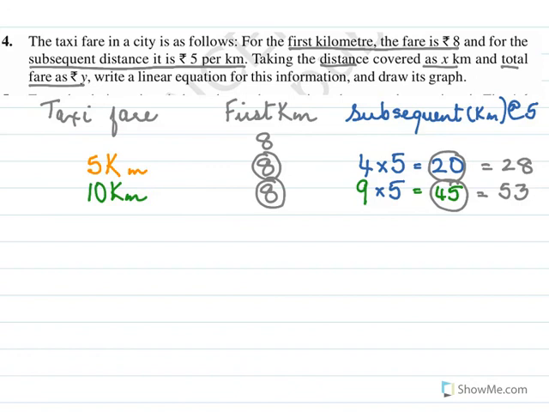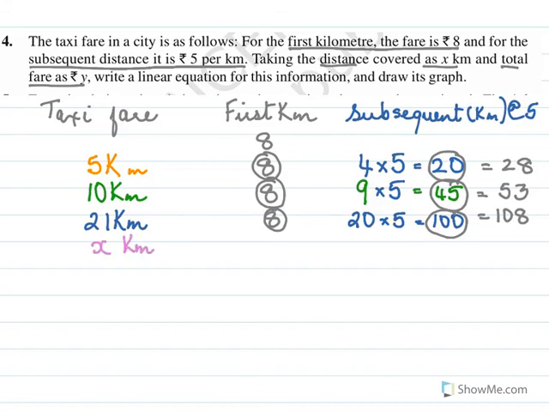Let's take another number. Now say you're traveling 21 kilometers. For the first kilometer you're going to pay 8 rupees. Now how many kilometers are you left with? Out of 21 kilometers, 1 you have already paid, so now you're left with 20. This 20 you pay at 5 rupees per kilometer, so here you're paying 100. So now the amount will be 8 plus 100, and this would be 108. So now, at random, if I take, say, you're traveling x kilometers.